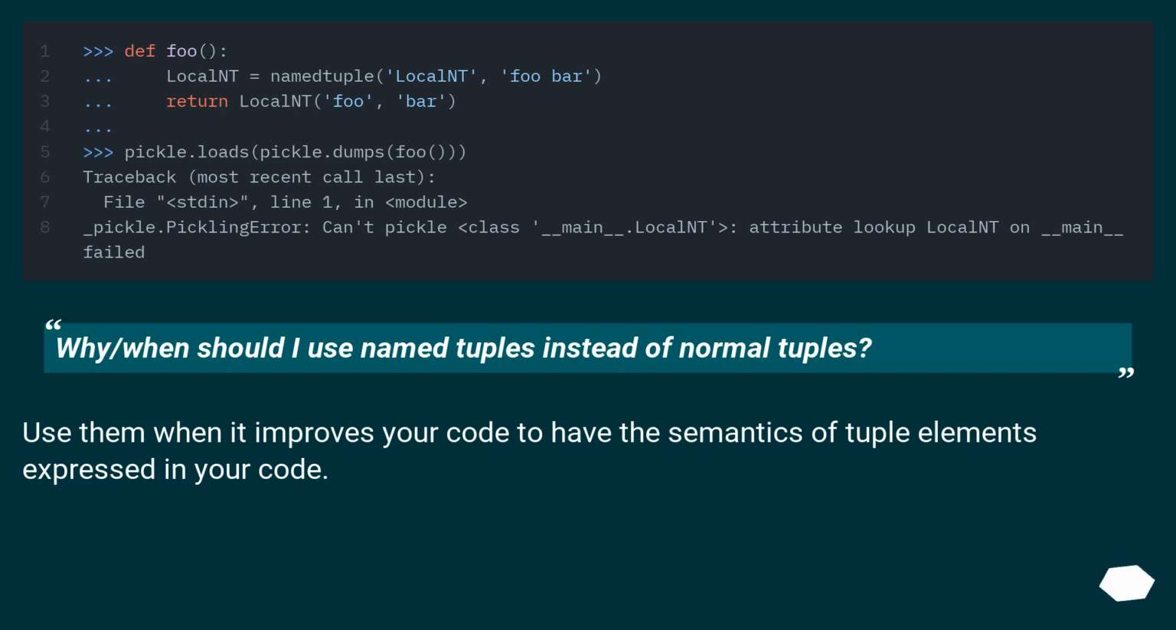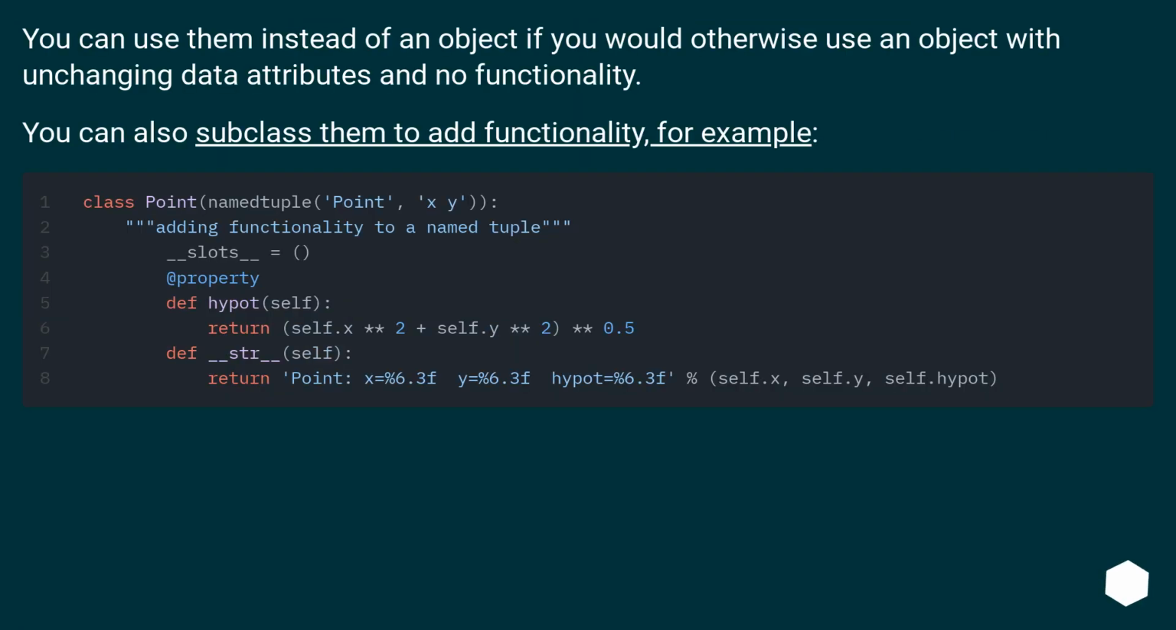When should I use named tuples instead of normal tuples? Use them when it improves your code to have the semantics of tuple elements expressed in your code. You can use them instead of an object if you would otherwise use an object with unchanging data attributes and no functionality. You can also subclass them to add functionality, for example.